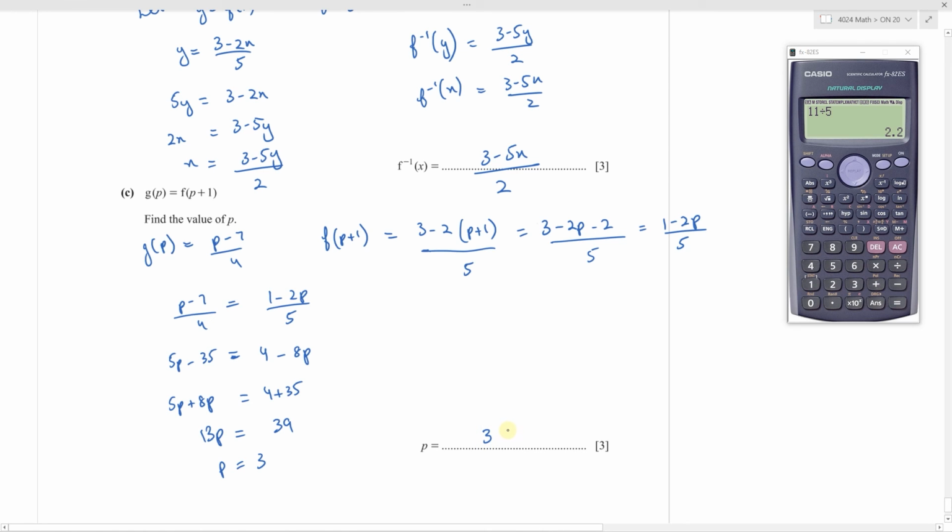So this is the end of paper 2 variant 1 for October November 2020.